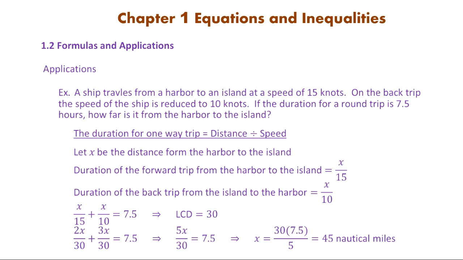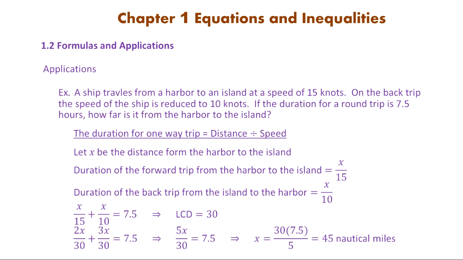So the duration of the forward trip from the harbor to the island is x over 15. This distance x is for the forward trip to the island. Similarly, the duration of the back trip from the island to the harbor is x over 10, because the back trip speed is 10. So if you add these two times, you should get 7.5 hours total duration for the round trip. Okay, we need to solve this equation.